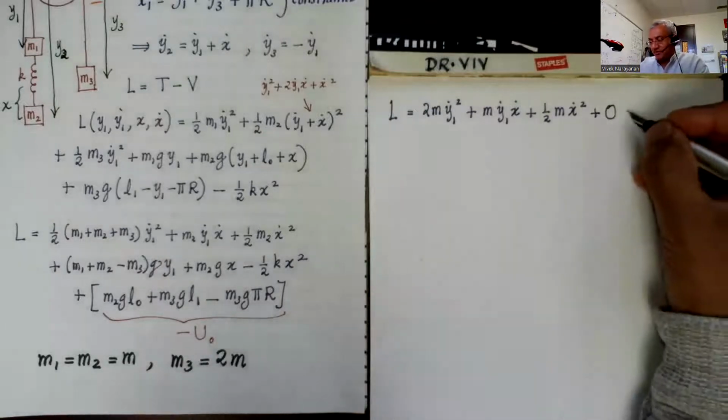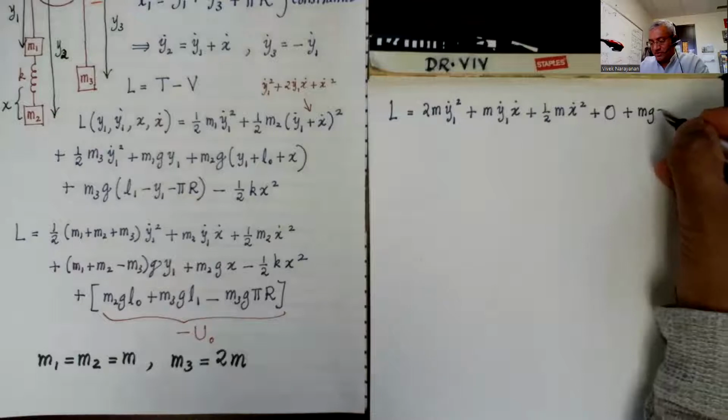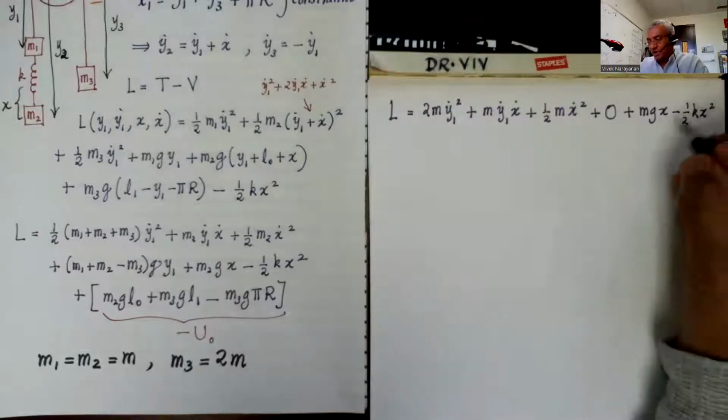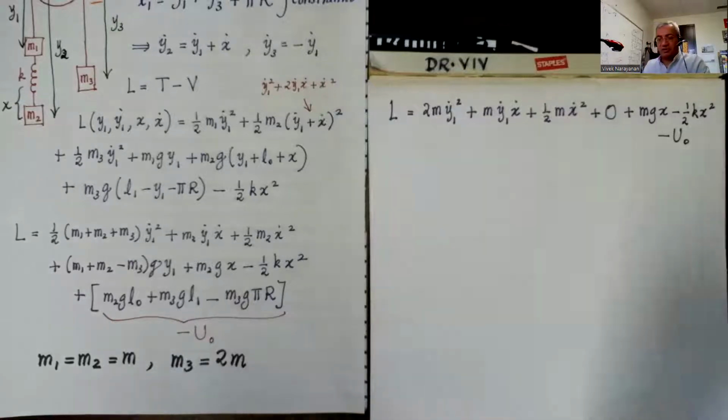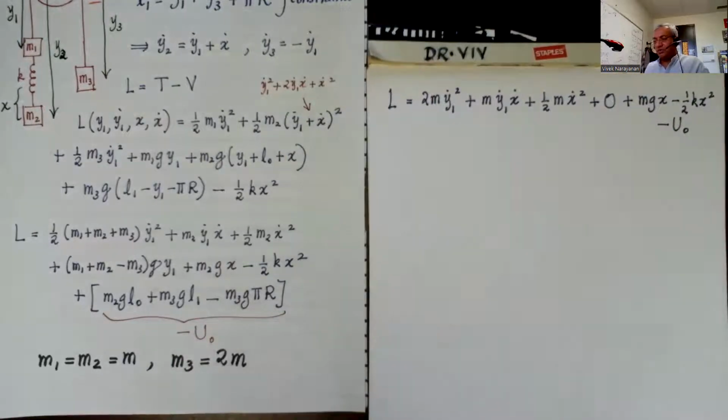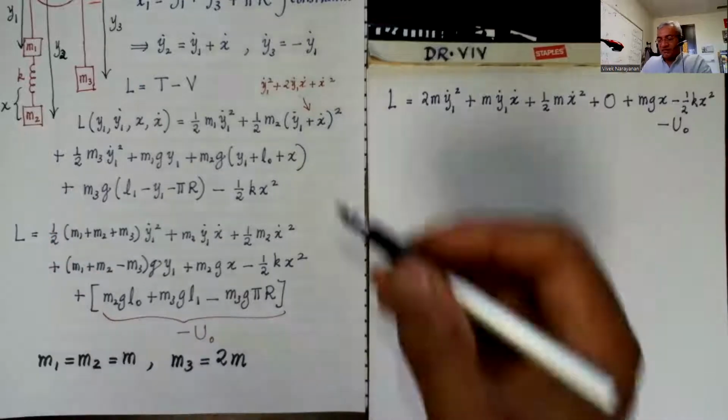And then I have plus mgx for this term, and then negative 1/2 kx squared, almost able to fit it in one line, minus u naught, this newly minted term u naught. So what I can do now is write, the Lagrangian is finished. Let's call that the first step.